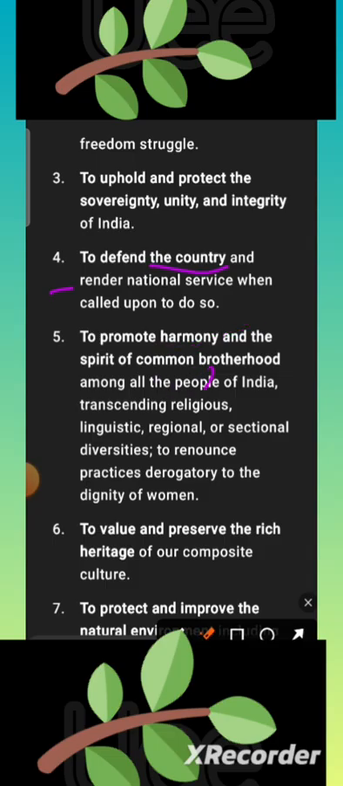Number 5. Promote harmony and brotherhood. Oppose discrimination. Live peacefully with people of all backgrounds. Helping someone from another community, speaking against social evils like dowry or gender discrimination. In education, group projects and cultural exchange programs foster this.